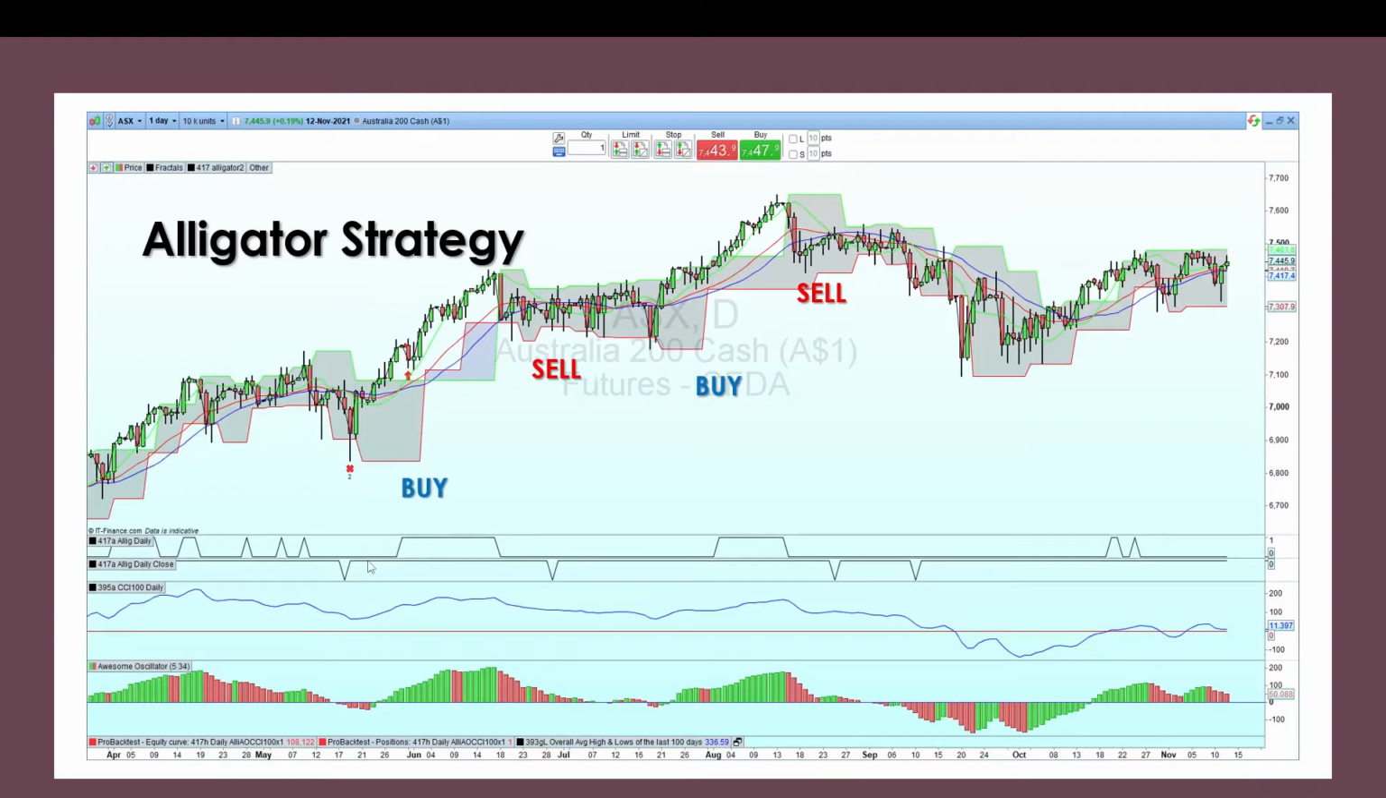And this little indicator here, I've written this to combine and highlight where all those conditions have been met: the awesome indicator greater than zero, the CCI 100 greater than zero, the close greater than the higher fractal, and the alligator lips greater than the teeth. That indicates there a buy. So we buy at that point there, and we sell at that point there when the alligator lips breaks down below the teeth. That's when we sell the position. So that's the Alligator strategy.